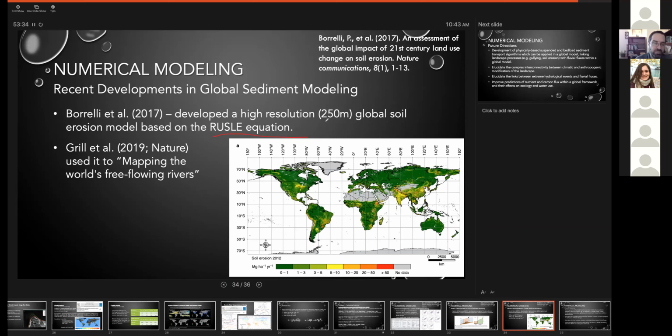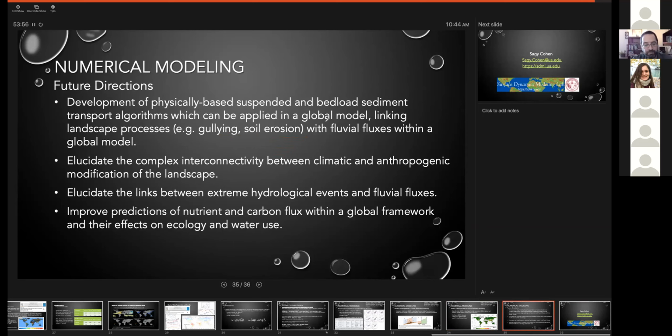So they provide basically soil erosion at the landscape scale, and that allowed people like Grill et al., who published a paper last year in Nature called Mapping the World's Free-Flowing Rivers, to use that to flow the soil erosion into the river system and try to create an index of how pristine all the rivers around the world are. Another paper really worth getting to know.